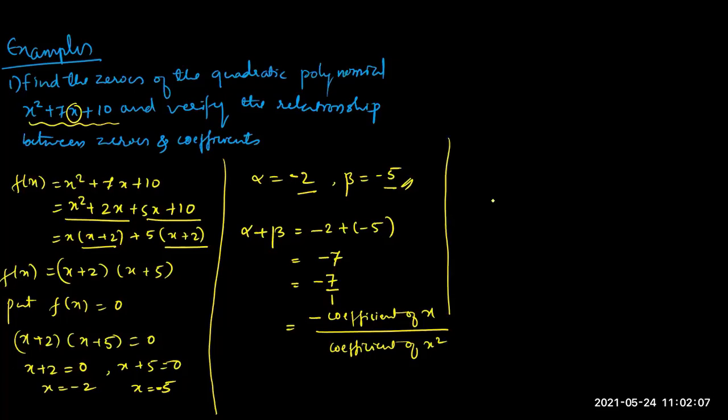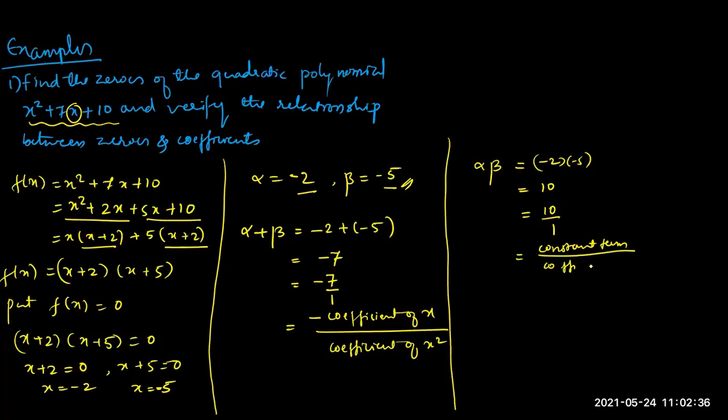So this is alpha plus beta. Then alpha into beta, where alpha is minus 2 and beta is minus 5. So that is 10, which you can write as 10 by 1. Then 10 is the constant term divided by 1, the coefficient of x square. So this is one way. Like this you can solve it.